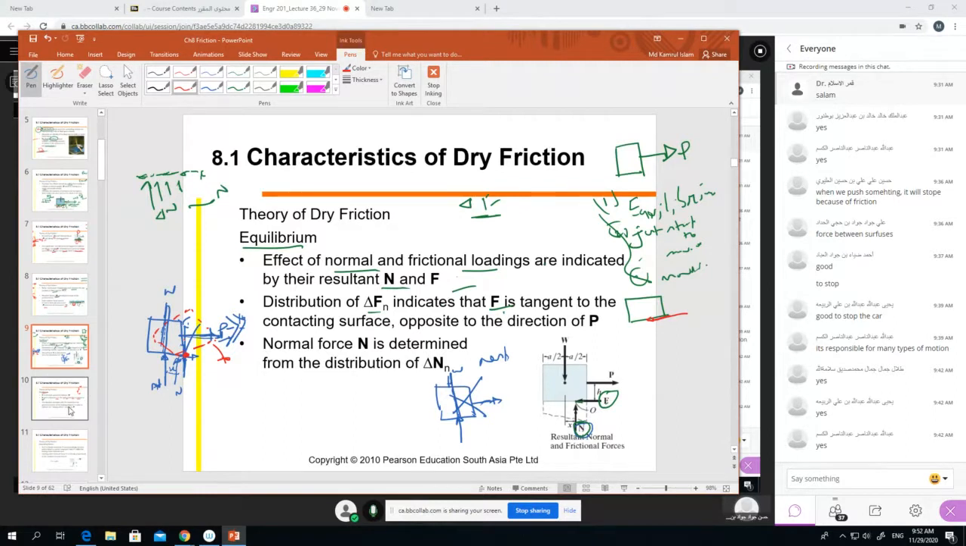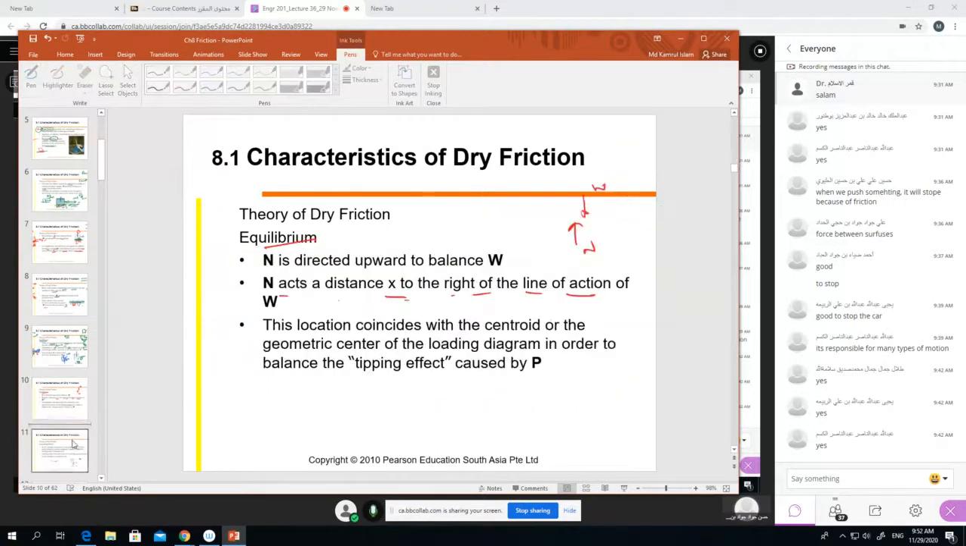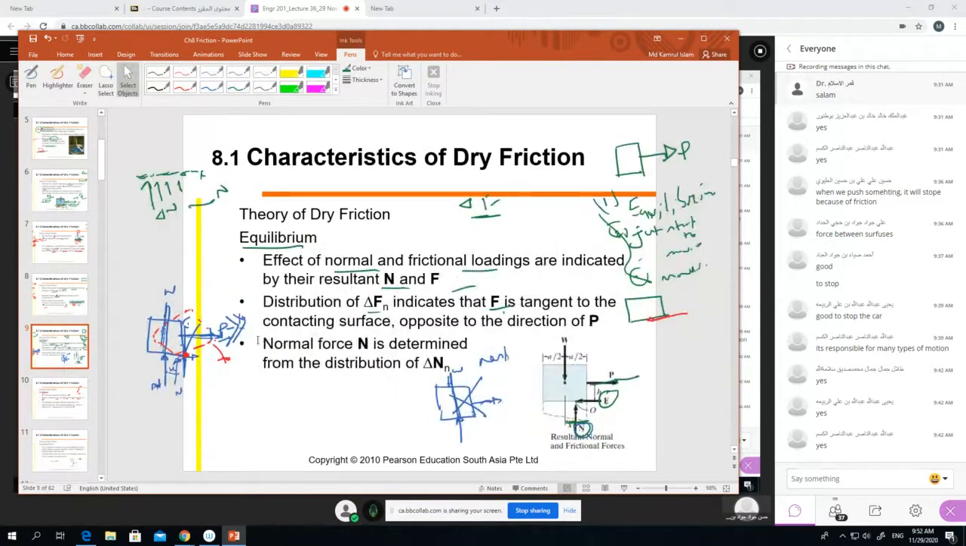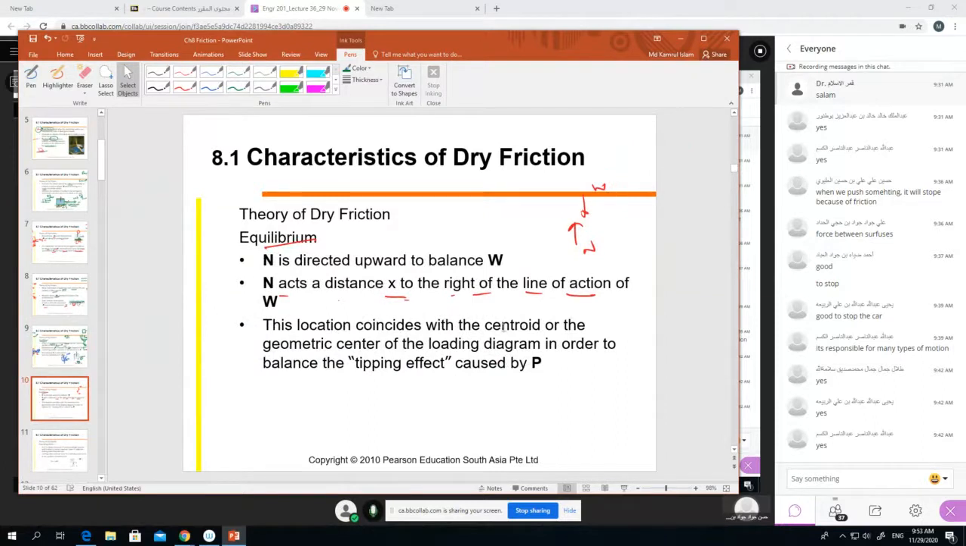That will happen. So that means if we start to increase the P, N will be shifting toward this side. That is what they are saying here. So the location coincides with the centroid of the geometric center loading diagram in order to balance the tipping effect. So what is the tipping effect? If you have something there and, due to the action of the force, it is going to fall, that is called tipping.